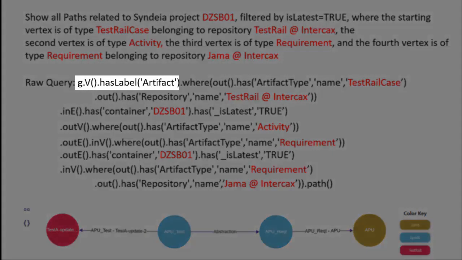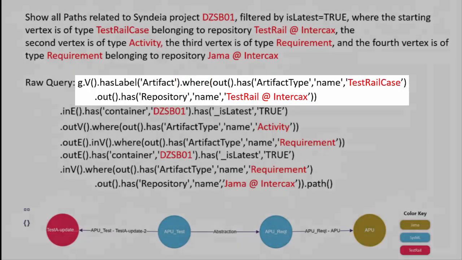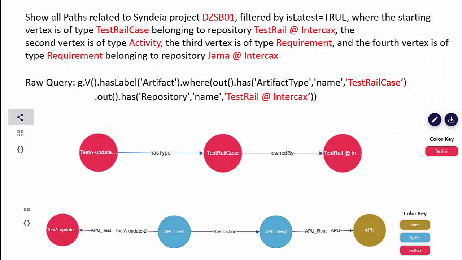We start with the first vertex, which must be an artifact. We only want vertices of type TestRail case belonging to the TestRail at Intercax repository, in case there are other TestRail repositories recognized by Syndea Cloud. The where formulation looks for starting vertices that show a pattern like this, but it doesn't follow that pattern as part of the graph traversal.